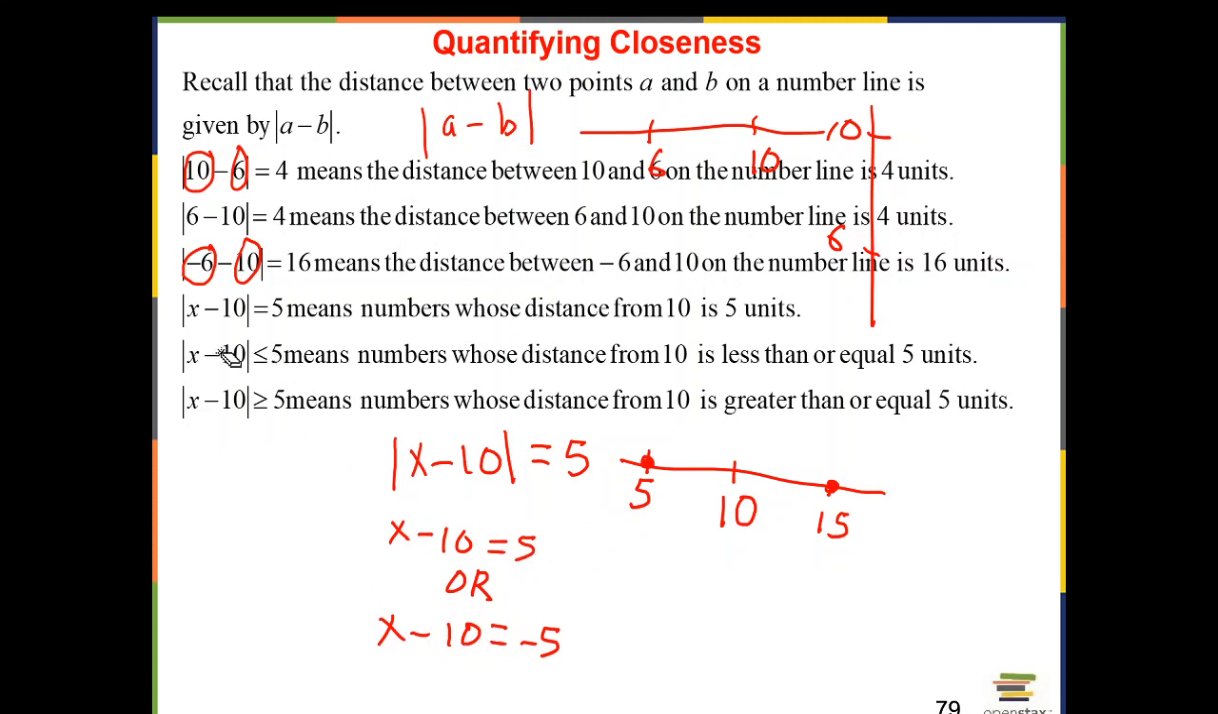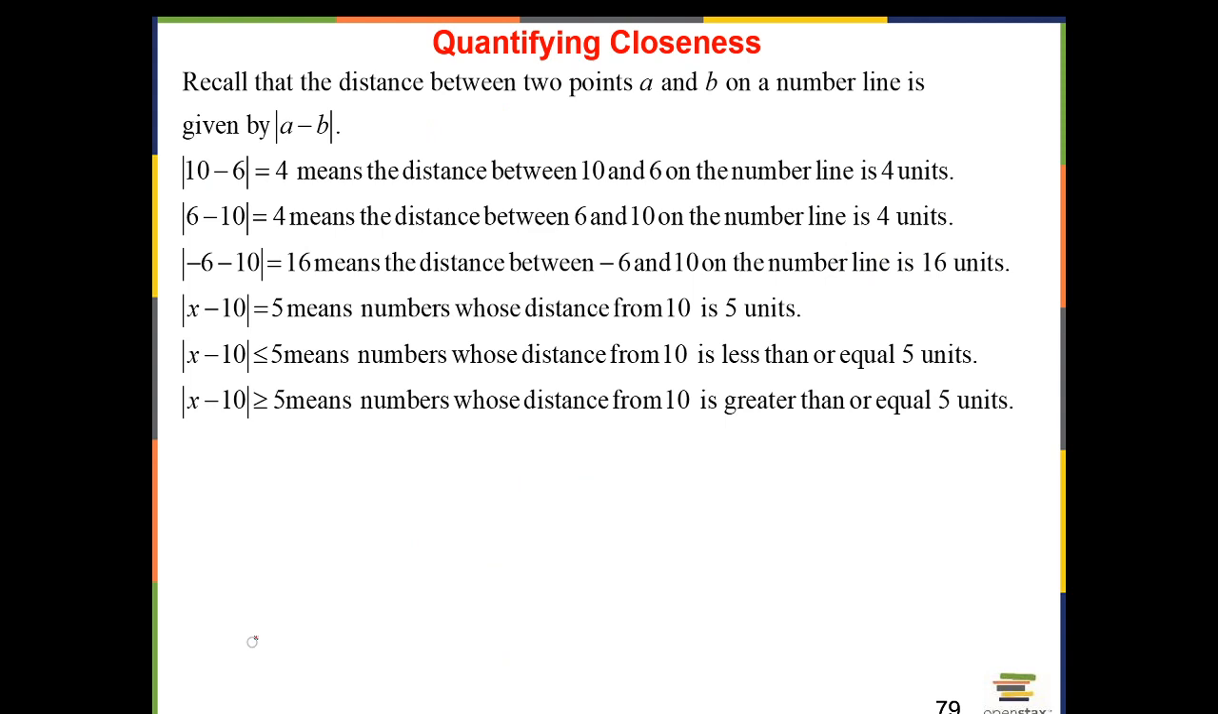But more importantly, we're going to talk about these last two, especially this one, because the definition uses it. So what we want to do is talk about what this means. We're looking for numbers whose distance from 10 is less than or equal to 5. Where are those numbers?